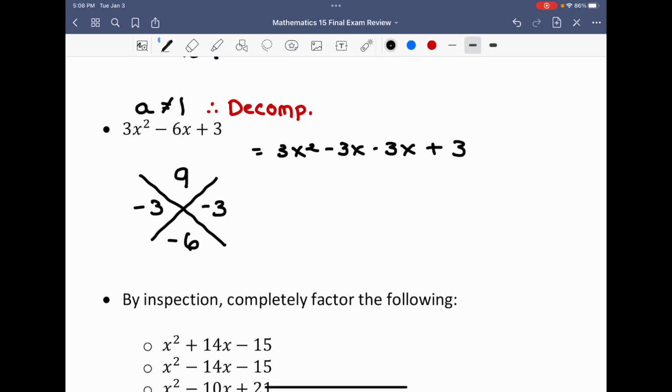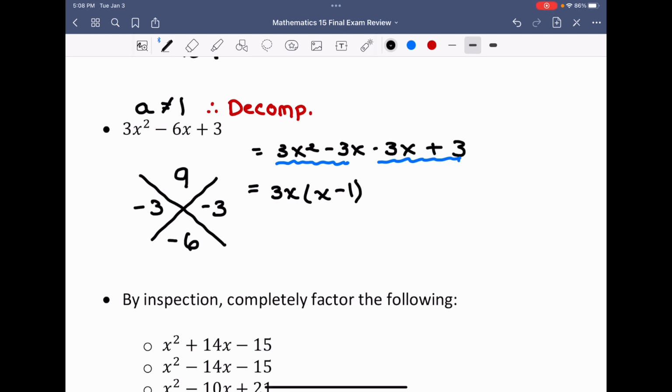Now, one thing you should recognize right away is that negative 6 is equal to negative 3 minus 3, or negative 3x minus 3x. That's the same thing. We've just split it apart into the two numbers. Now, I'm going to pair the first two, pair the last two. What is my GCF for the first one? Well, I can remove out a 3x from both of them, leaving me with x minus 1.